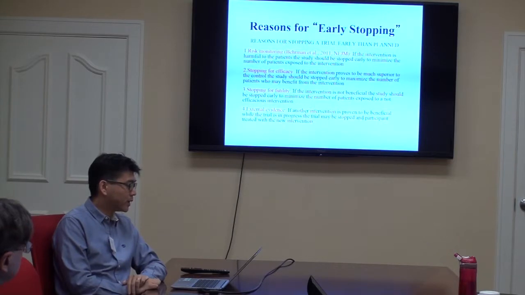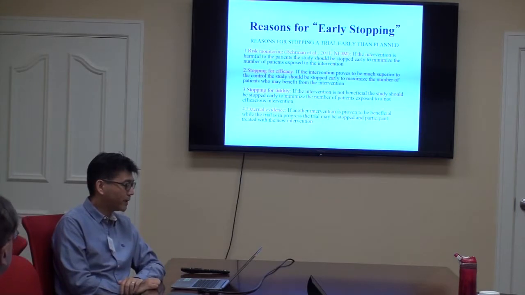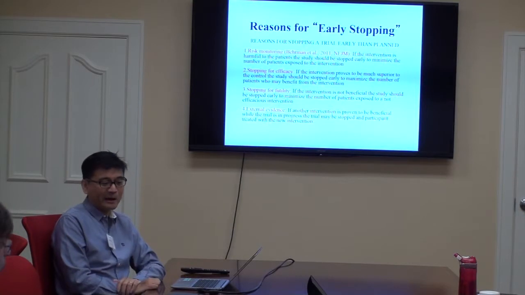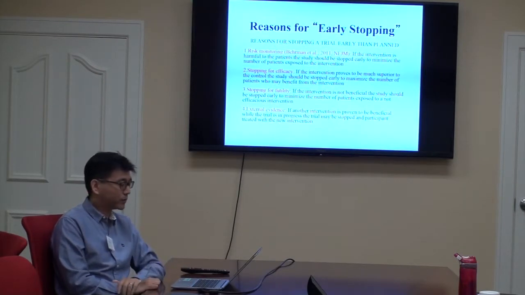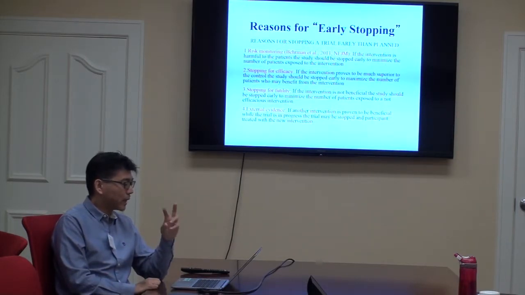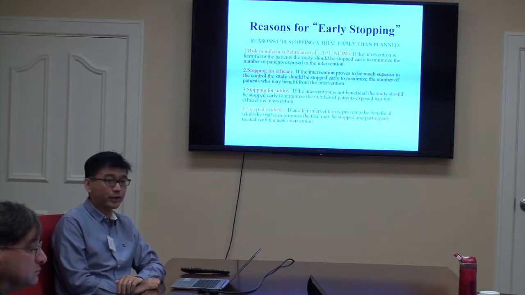The third reason is to stop for futility. It's the opposite reason for stopping. This is usually not a happy reason to stop, meaning that you basically want to stop the trial and say that it's a negative finding, but this is good in the sense that you can redirect all the resources to other potential trials. So this is the third reason. I'm going to talk a little more about how to come up with boundaries for stopping for efficacy and stopping for futility in my presentation later. And the fourth type of stopping is due to external evidence.